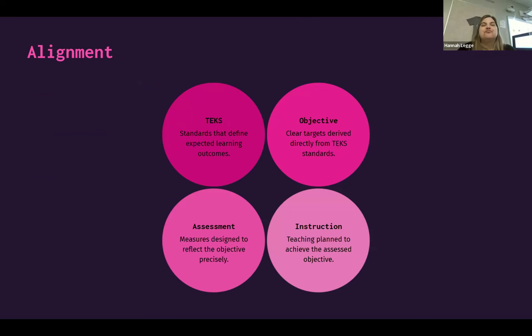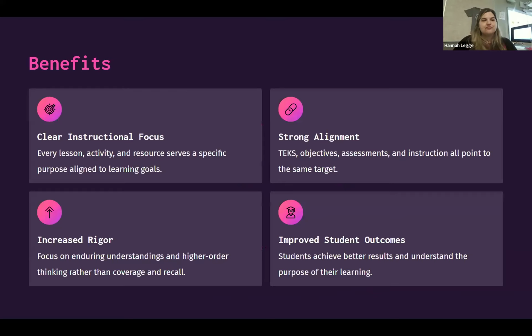really means. So the TEKS are the standards that define our expected learning outcomes. And this is defined by the state of Texas. And this assists teachers in their curriculum. So the objective is clear targets derived directly from TEKS and standards. Your assessments are measures designed to reflect the objective precisely. And of course, your instruction, your teaching plan to achieve the assessed objective. So it's all connected, and it needs to maintain connection throughout your instruction, or else students will become a little confused, and people who are walking in your room will also be a little confused about what's really going on.